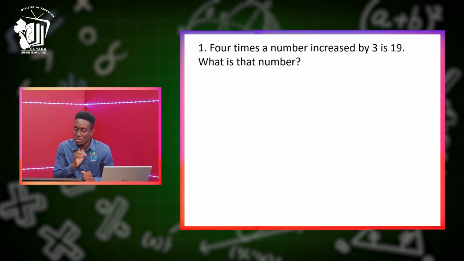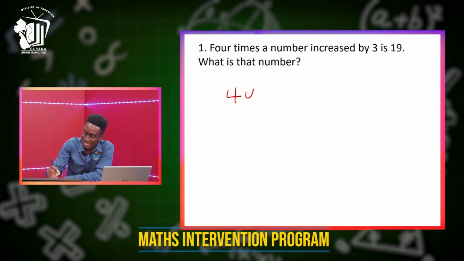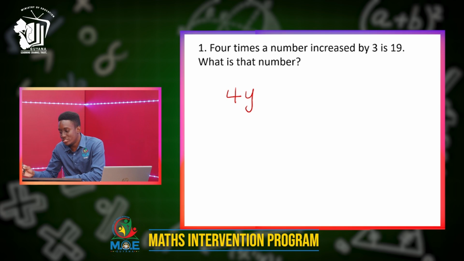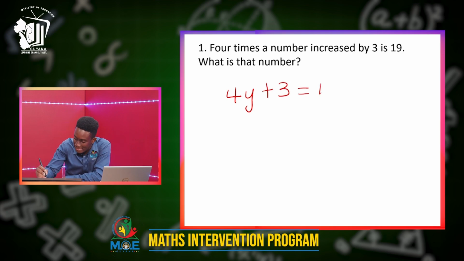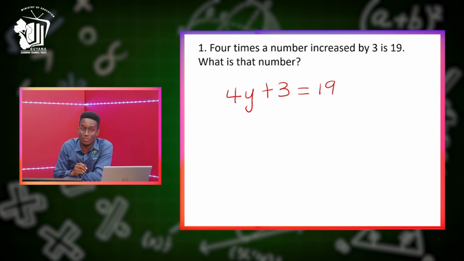This one says, 4 times a number increased by 3 is 19. What is that number? We know it's 4 times a number, and we don't know what the number is. So it's 4 times the number, let's use y in this case, increased by 3, so plus 3 is 19. What is that number? We want to know what y is. To solve for y, we take over the 3. We see the 3 is adding, so this will be 4y is equal to 19 subtract 3.